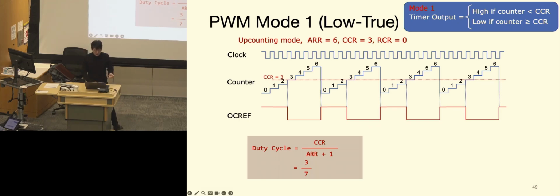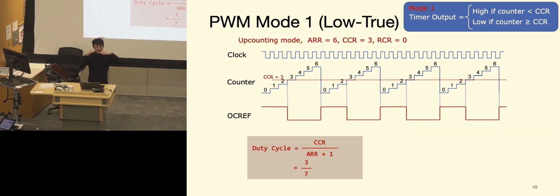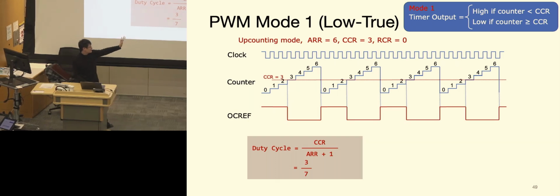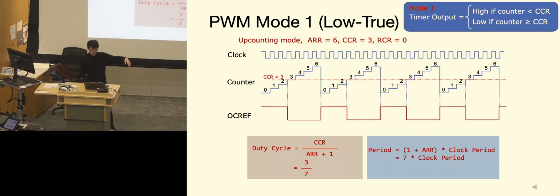And the formula for calculating the duty cycle here is basically the amount of time, or the number of counts in this case, on the high, divided by the total auto reload value ARR plus 1, because it counts from 0 to that value. In this particular case, it's 3 over 7. So how do you calculate the period? The period here is pretty much the same as before. You just calculate it as 1 plus the ARR times the clock period of the input.